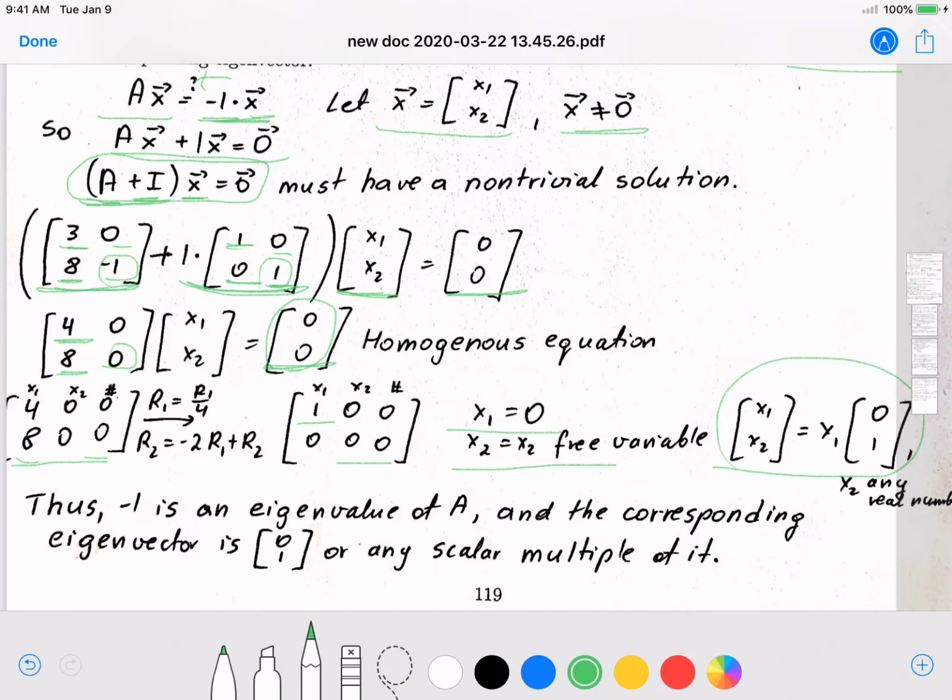So in that case, I can conclude that -1 is an eigenvalue of A, and the corresponding eigenvector is the vector we just found, or any scalar multiple of that vector, because x is any real number. If I multiply times 2, I'm gonna get the same solution to the same equation.